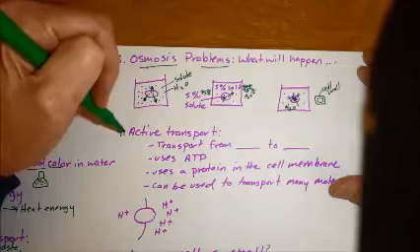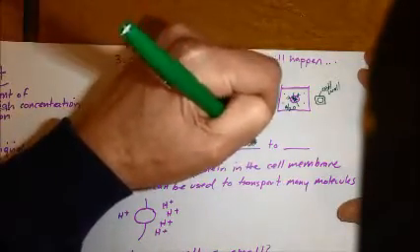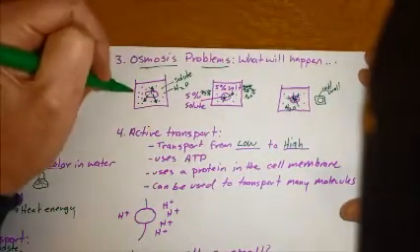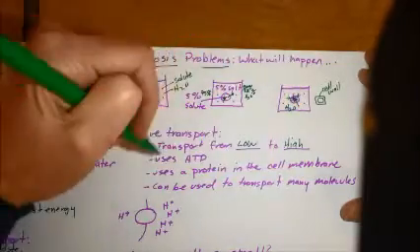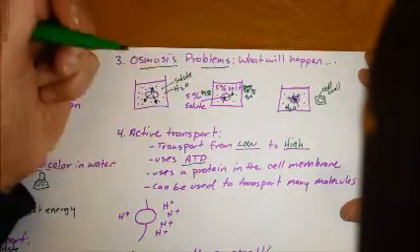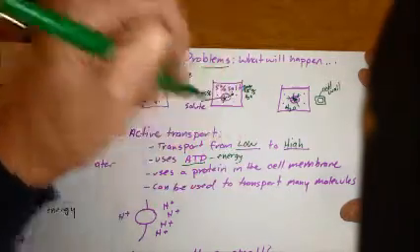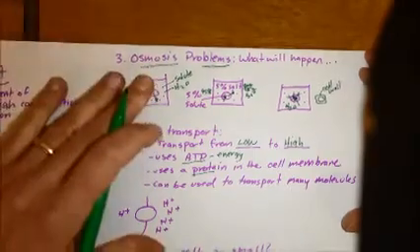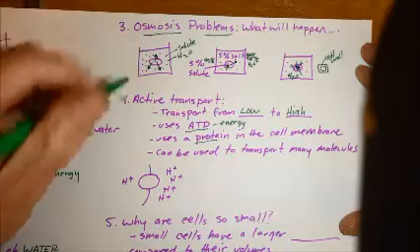The last type of transport is active transport. That's transport from a low to a high. It's the opposite of the other two transports, because sometimes the cell needs to move stuff to where there's already a bunch. And so this is an active process. It uses ATP, which provides the energy to actually make this happen. It always uses a protein in the cell membrane, and it can be used to move many different molecules.